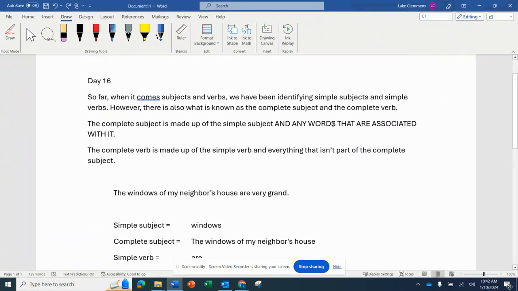So far, when it comes to subjects and verbs, we've been identifying what are known as simple subjects and simple verbs. That's everything that we've done so far. However, there's also what is known as the complete subject and the complete verb. So here's a definition for you. We'll take a look at examples. I think that's when it will make the most sense. But for right now, here's the definition. The complete subject is made up of the simple subject and any words that are associated with it. The complete verb is made up of the simple verb and everything else that isn't part of the complete subject.